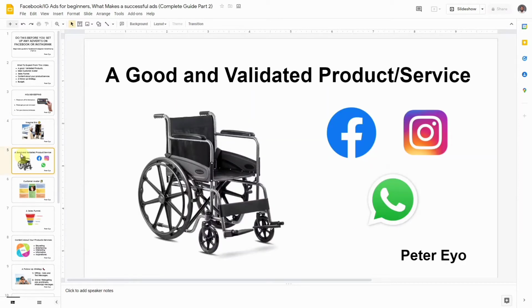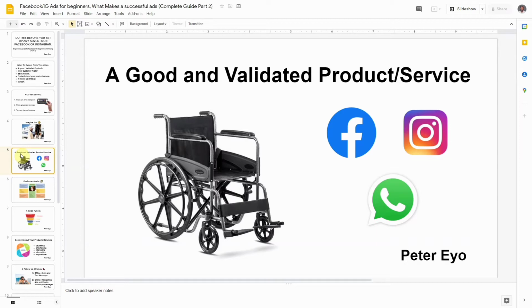So let's look at the first thing you need to put in place: a good and validated product or service. Now, pay attention to good and validated. Let's look at good. Your product has to be good for your target audience. Imagine selling a wheelchair to a walking man. No matter how good your marketing and sales strategy is, he will never buy from you. So make sure you have a very good product for your target audience.